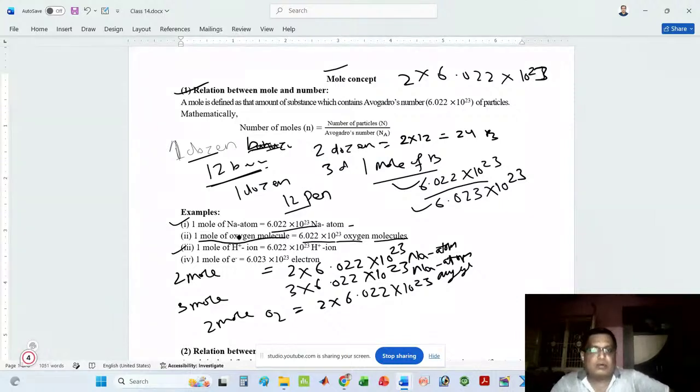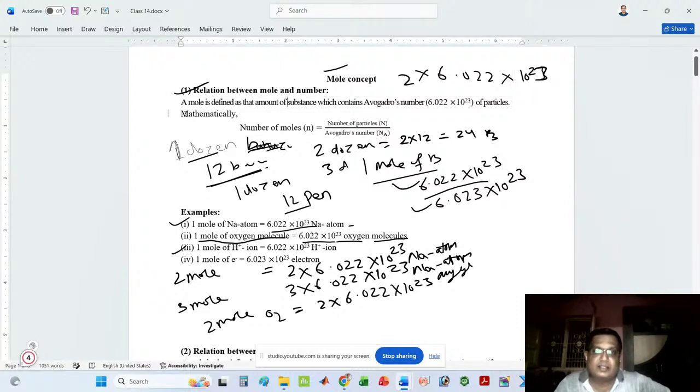That means 1 mole is equal to 6.022 into 10 to the power 23 in number. So here I can define the mole in terms of number, like that. A mole is defined as, remember, again I will repeat, a mole is defined as the amount of substance which contain Avogadro's number, that is your 6.022 into 10 to the power 23 of particles.